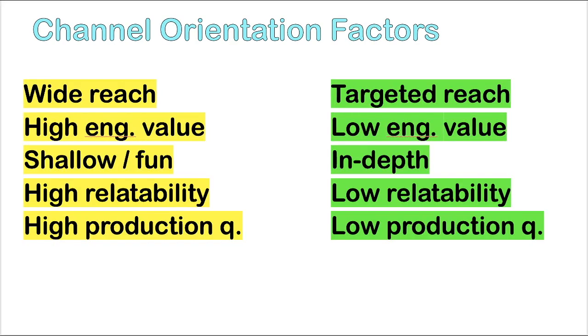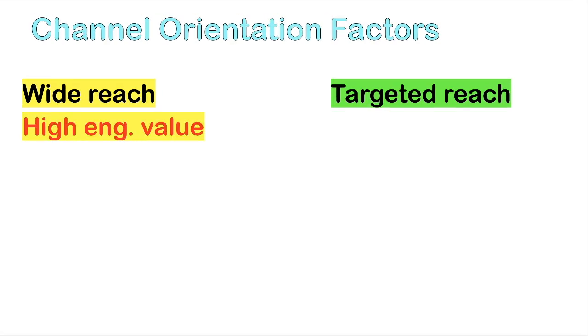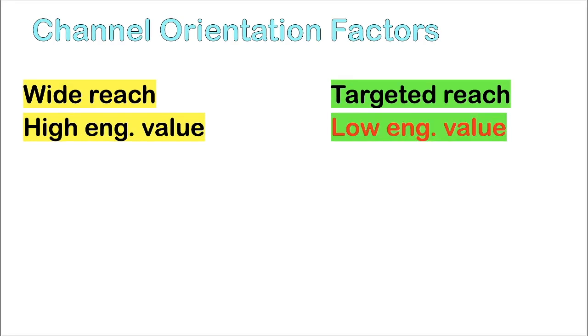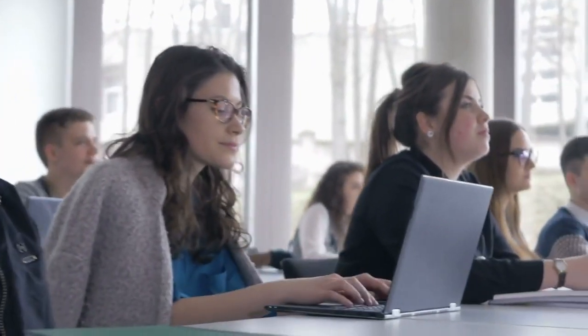The next thing is the engagement value. Some channels try to produce videos with high engagement value. That means these are videos that are fun to watch. They engage you. You're likely to watch these. These are videos that are likely to go viral. On the other end, we have videos which have low engagement value, and these are, frankly speaking, a little bit drier. They might be for academic subjects or for going into a deep dive.